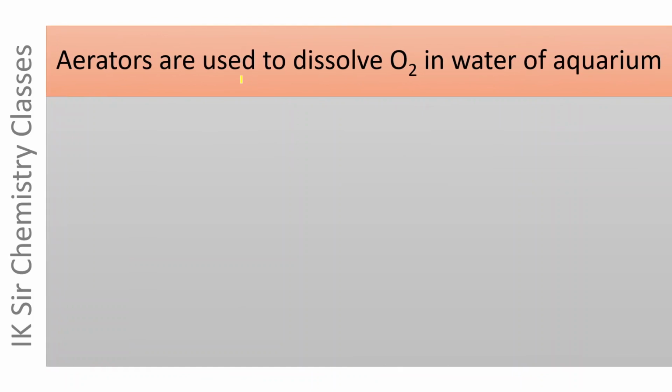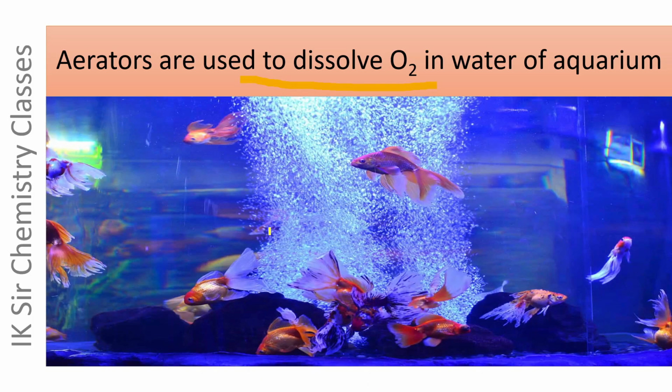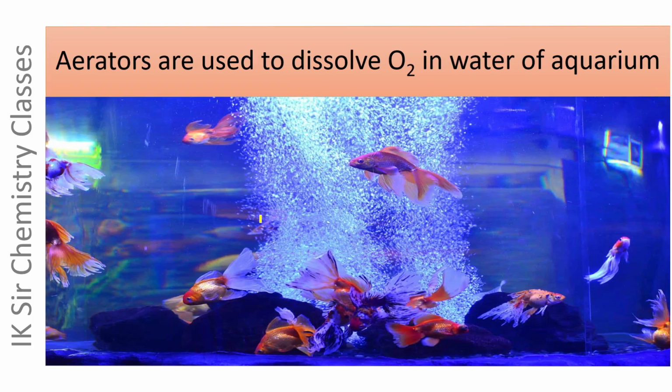Aerators are used in aquariums to dissolve O2. This is an aquarium which has an aerator which passes air through its water in the form of bubbles, and as a result air comes in contact with water to a greater extent and the solubility of O2 in water increases. It contributes to dissolved oxygen in the water of the aquarium.